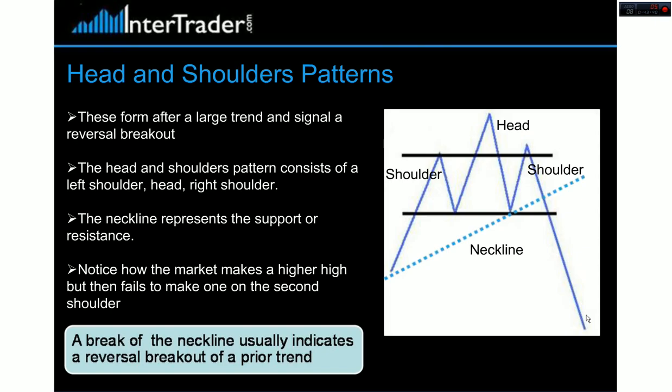So head and shoulders pattern, again, these are other things that we can look at in the markets in order to kind of understand if the market is going to break out or we're going to hold the support and resistance. So these form after a large trend and signal a reversal breakout. Okay, so the head and shoulders pattern consists of a left shoulder, a right shoulder, and a head. Okay, then commonly what we call the neckline, which is the overall level of support.